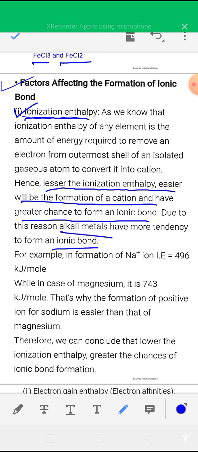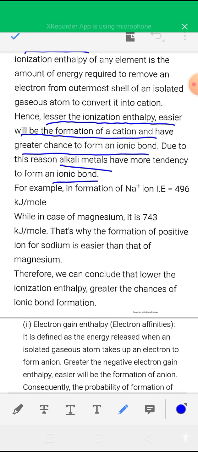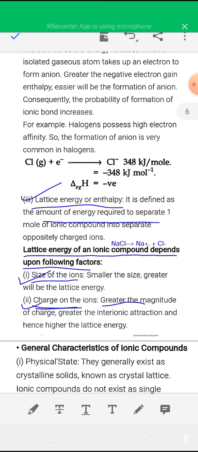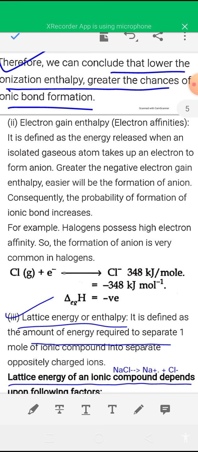Okay, so we can conclude that lower the ionization enthalpy, greater is the chance to form ionic bond. That's why alkaline earth metals, due to low ionization enthalpy, can form ionic bond easily with non-metals.